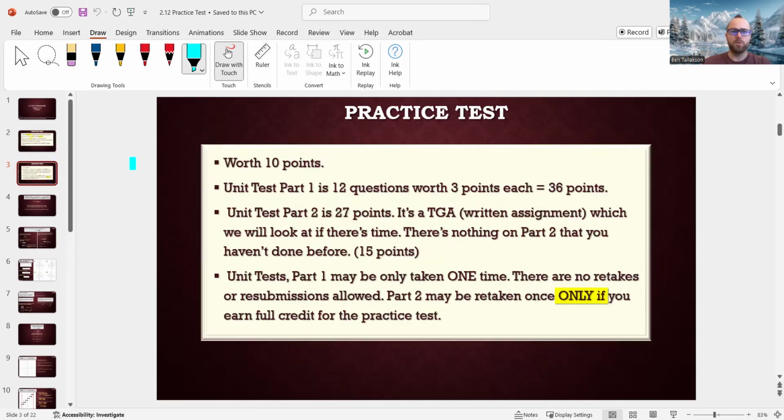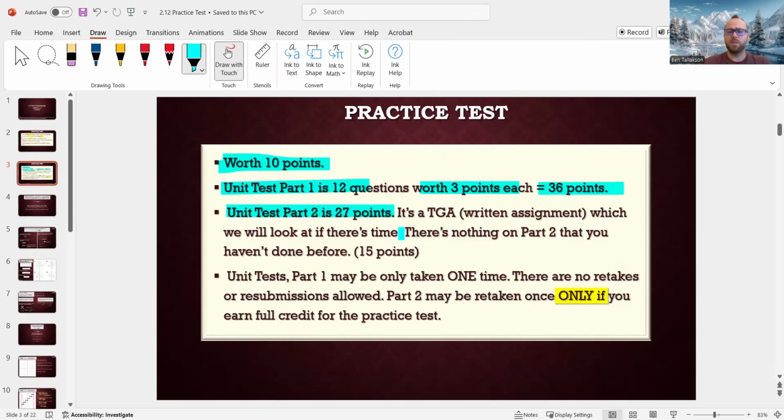As far as points goes, this is worth 10 points just for taking notes. There is a part 1 test, 12 questions, 3 points each for a total of 36 points. For this unit, there is also a part 2 test, which is 27 points. That is a teacher graded assignment, meaning I will be grading it, and we're not going to look at that during this video. We're going to look at numbers 1 through 6.